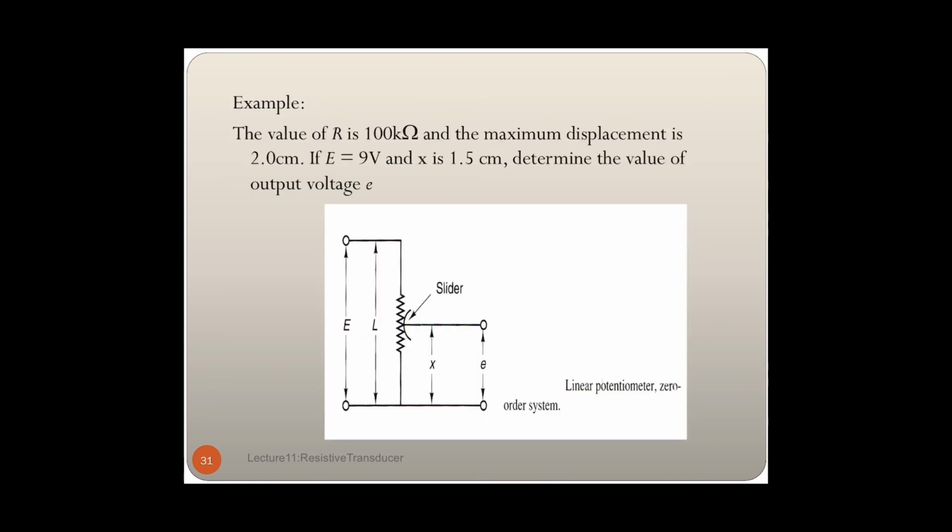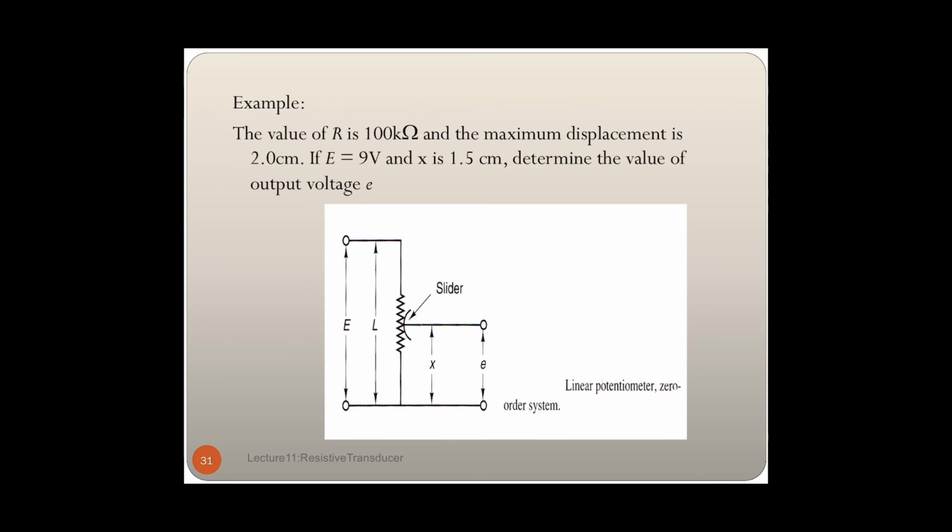Now, this is an example of a sensor displacement calculation. The information given is that the resistance value is 100 kilo ohm and the maximum displacement is 2 cm. So, if the measured displacement is 1.5 cm, what is the output voltage for a 9 volt power supply?